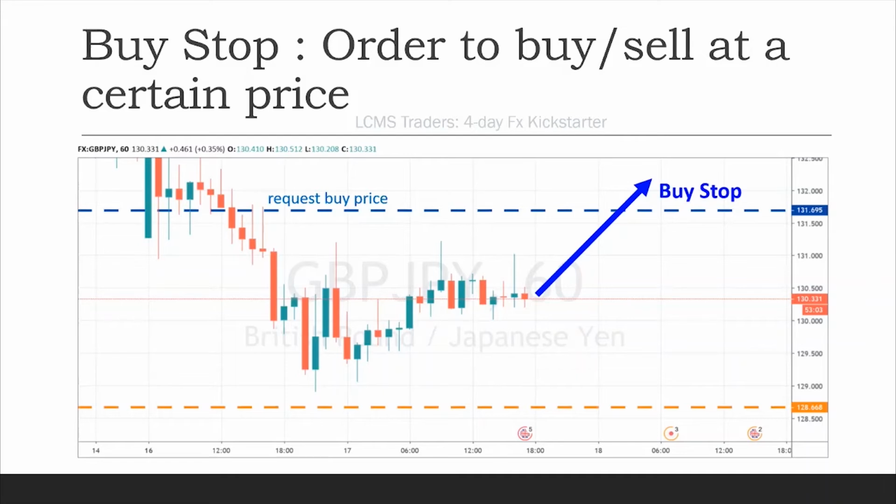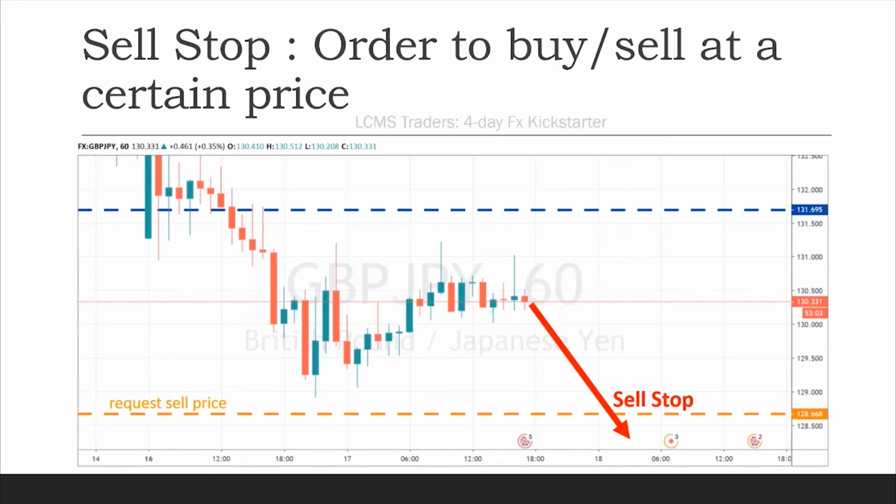Okay, so a lot of times when people use this, it is to take advantage of a momentum move as it goes higher. Once it breaks past one point, they think that it's going to keep going upwards. So you want to use a buy stop when you're looking at big strong moves upwards, or a sell stop if you're looking at a big strong move downwards.